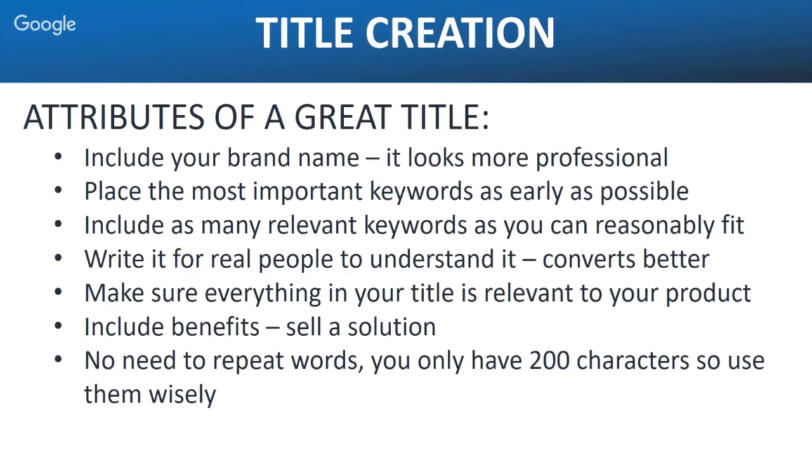Make sure everything in your title is relevant to your product, which I just mentioned. Include benefits. Don't forget benefits, sell a solution. Copper bracelet for arthritis. Wrist pain bracelet. Okay. Sell a solution. No need to repeat words. You've only got 200 characters, so use them wisely.